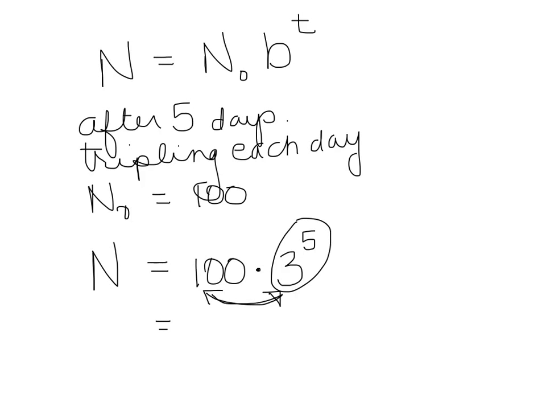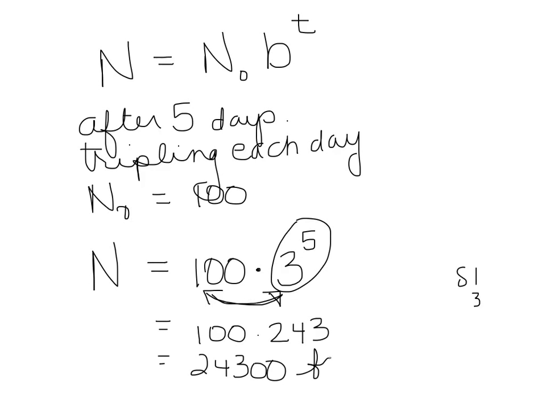So the correct order of operations is 100, and 3 to the 5th, what is that? That's 81 times 3, 243. And then of course it would be 24,300. So I would have that many fruit flies at the end of 5 days. Okay? So I want to make sure you did that right.